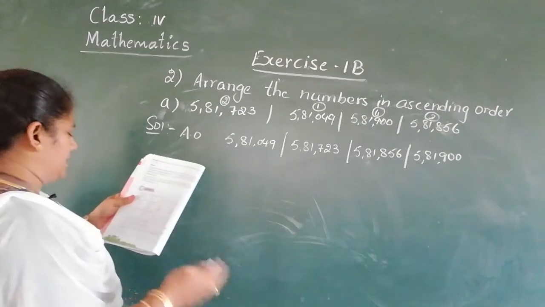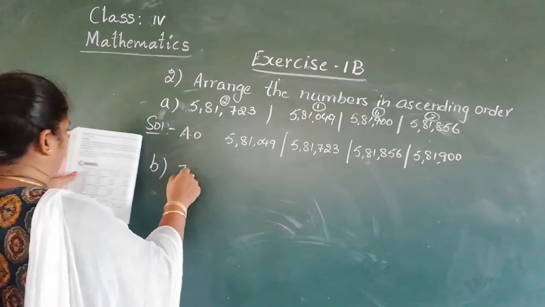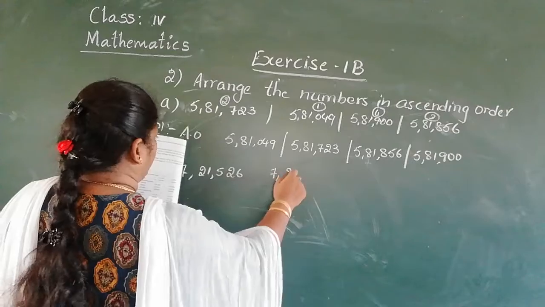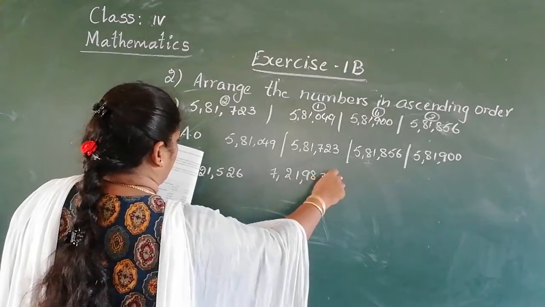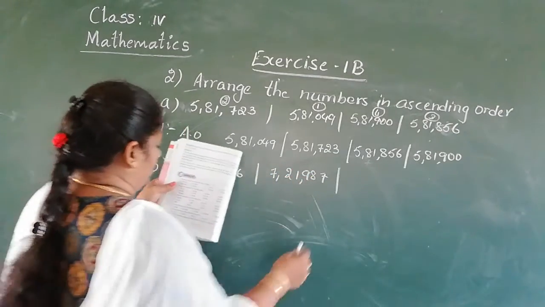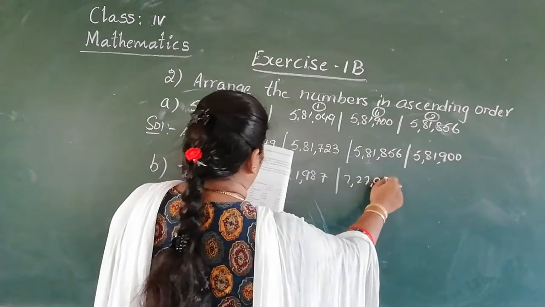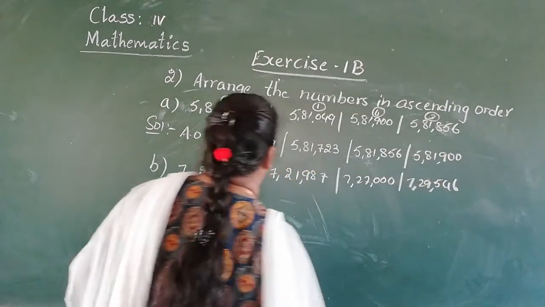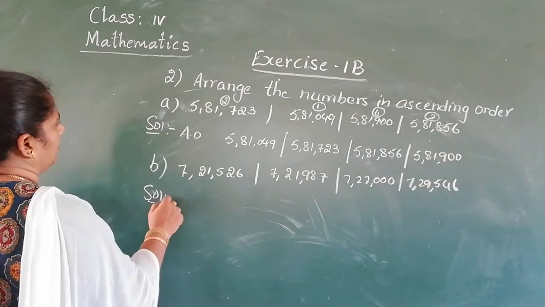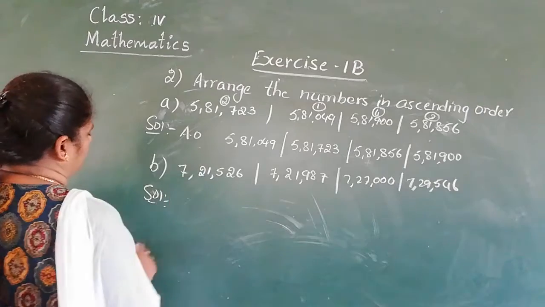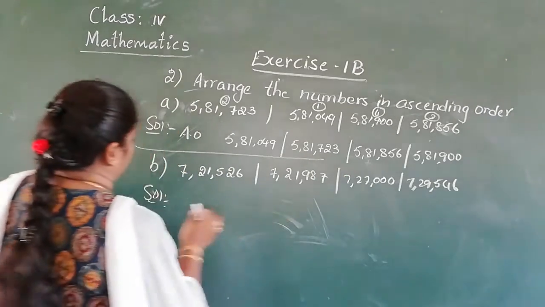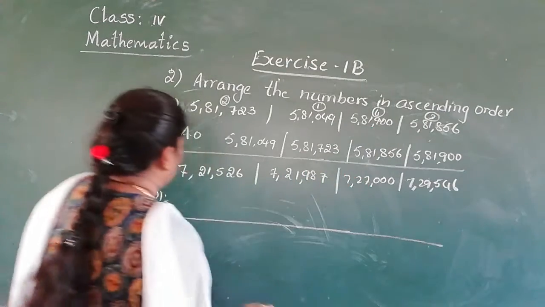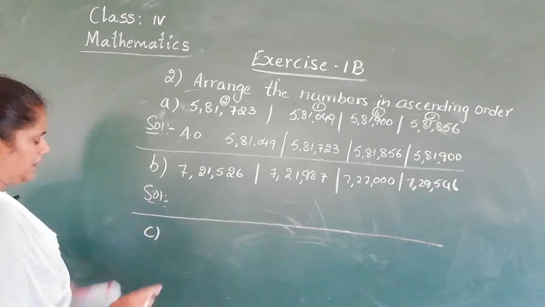The second problem is the same model. So the second problem you only do, Nana. I will give the sum. Note down in rough notes. 7,27,000, 7,29,546. So this is the same model as the first one. So you only do this problem, Nana. Finish. So try yourself.